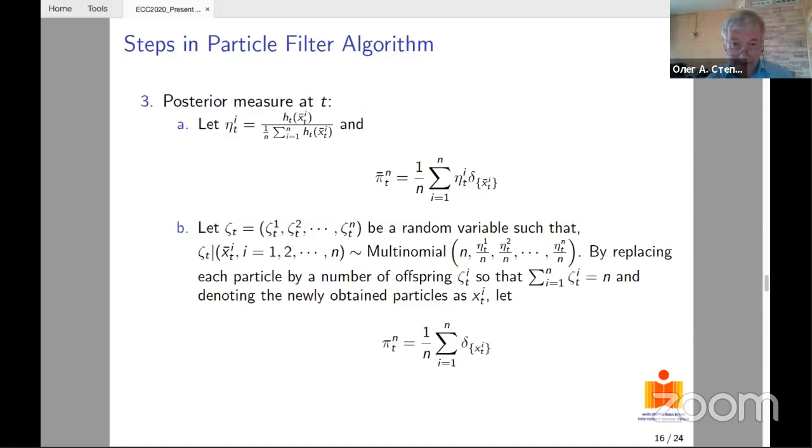Next, we would like to obtain an equally weighted empirical measure. So for this purpose, a resampling procedure is carried out to give resampled particles. And then we get an equally weighted posterior measure pi t n using this approximation.